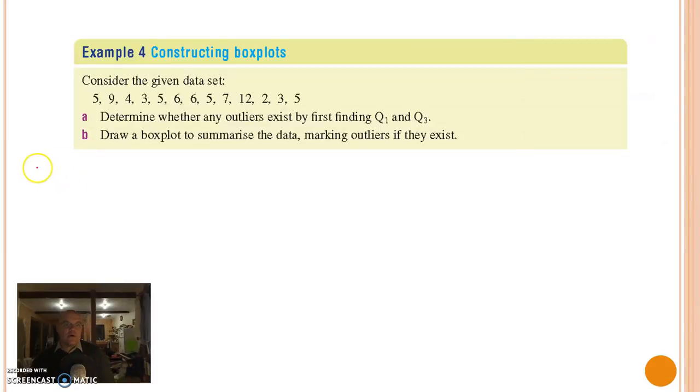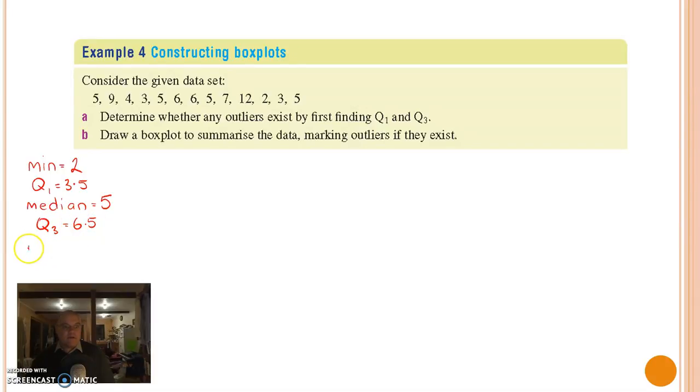We need to lose our calculator. Our minimum value, we worked out to be 2. Our first quartile, quartile 1, was 3.5. Our median was 5. Our Q3 value was 6.5.